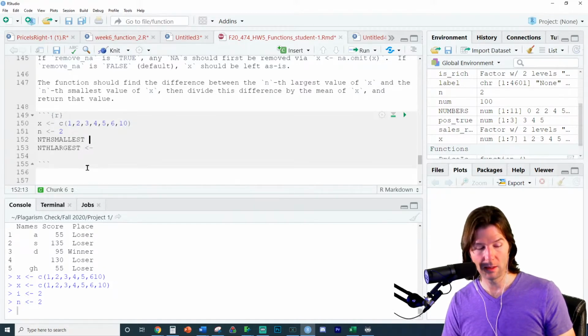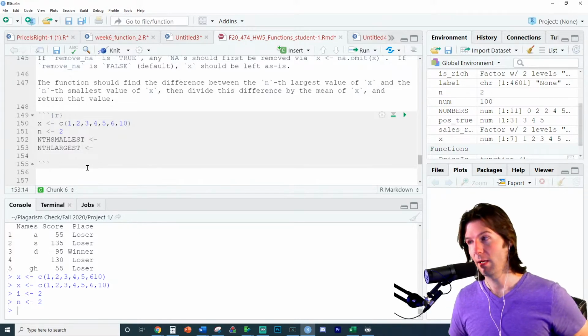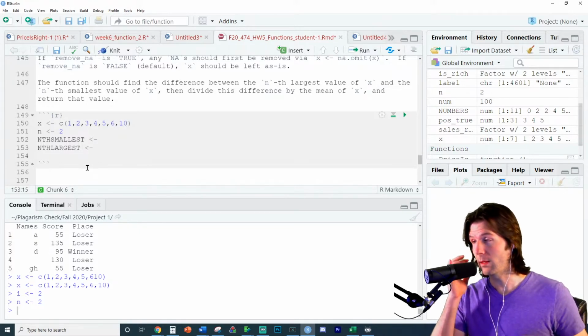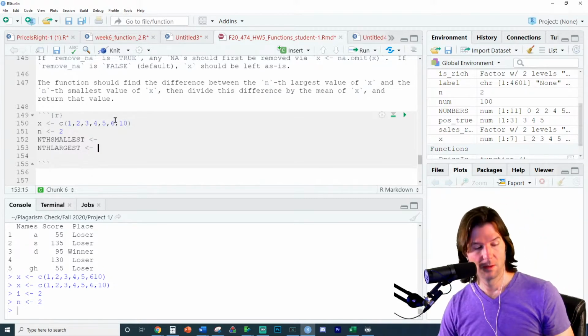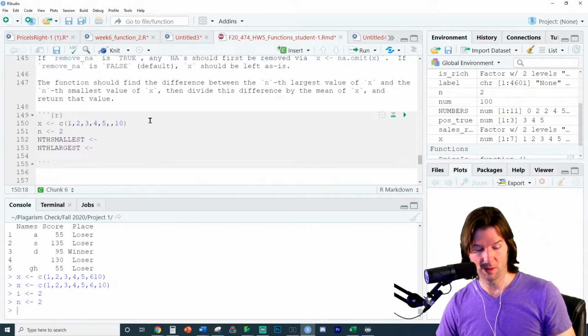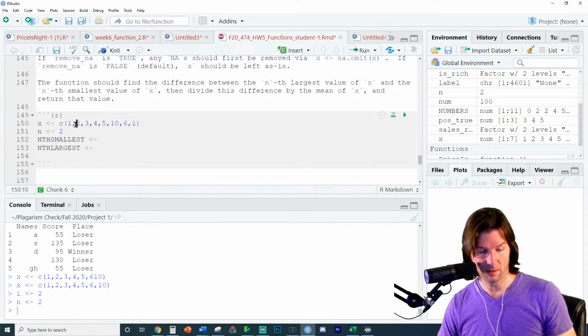How can we get the nth smallest and the nth largest? I'm going to make my vector a little bit harder to work with. Same vector, just doing something to it to make it a little harder to work with.